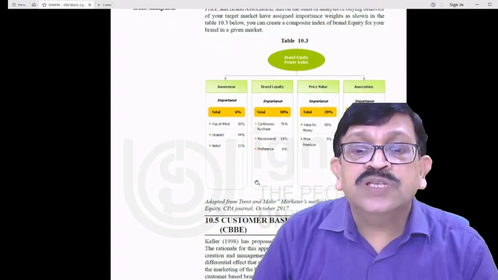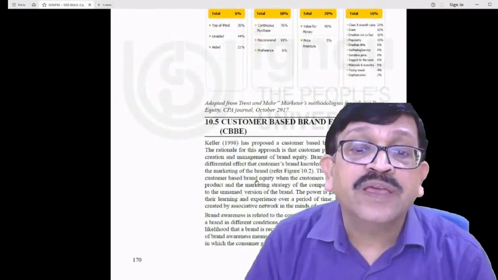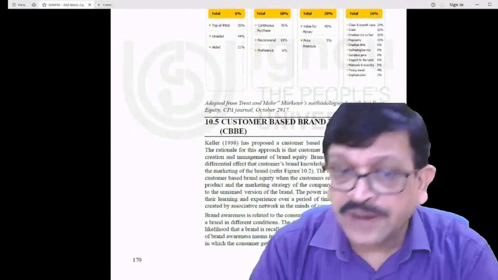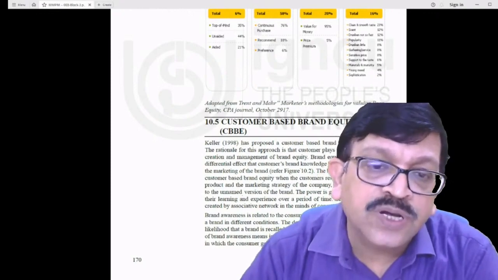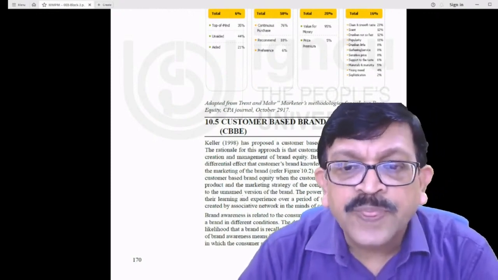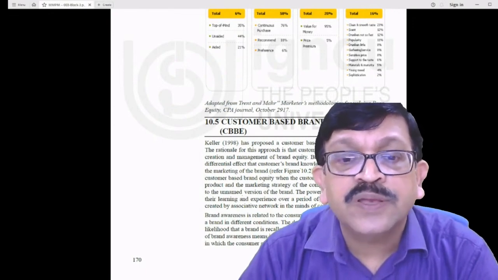Next, we move into the most important part of how customer-based brand equity is explained. We always refer to another important work done by Kevin Lane Keller, who came up with the CBBE model, which is called the customer-based brand equity model.